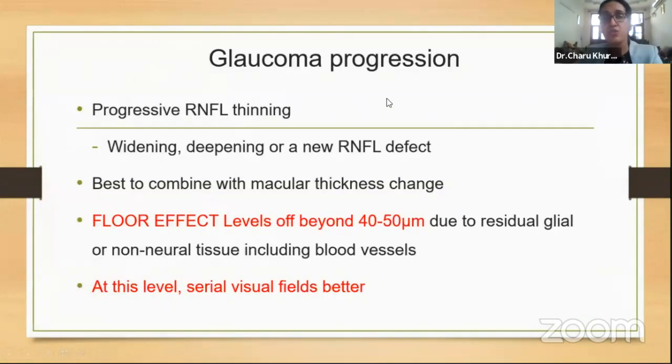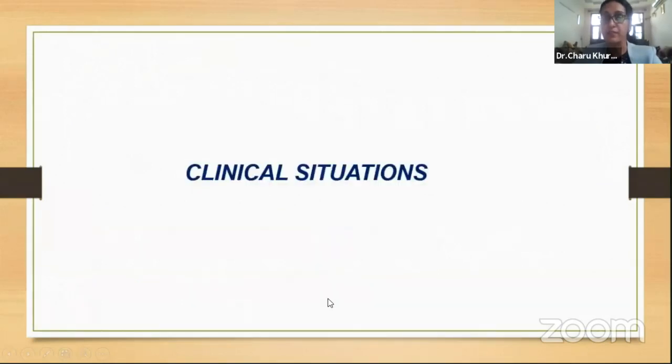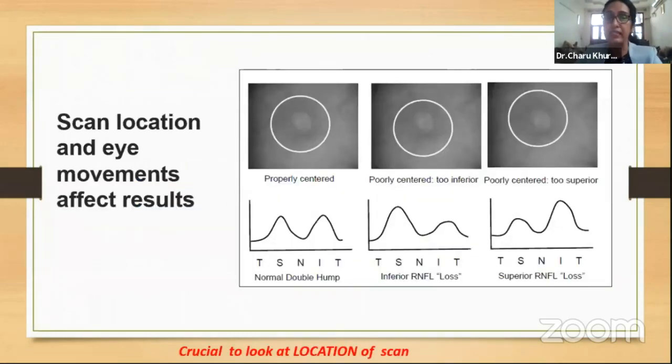So glaucoma progression is the next thing that OCT helps us with: a widening, deepening, or a new RNFL defect appearing as a sign of progression. And it is best when combined with the GCC. And after 40 to 50 microns, the defect really floors off. And at this point, the visual fields are a better scenario. Now, we are going to focus mainly on clinical situations. So let us begin with the first slide here.